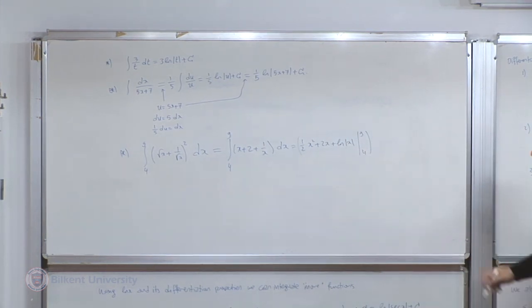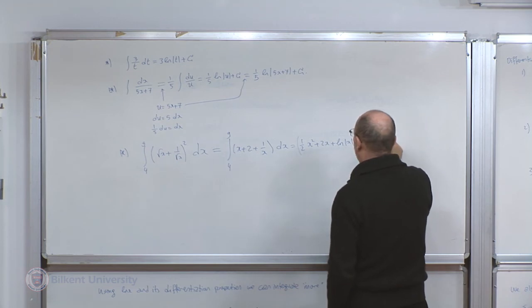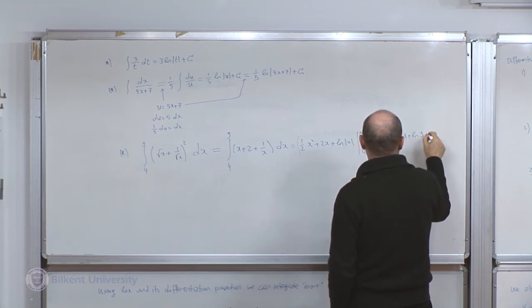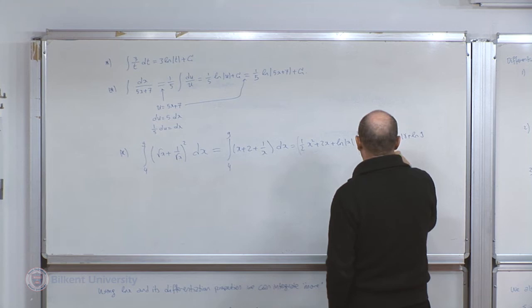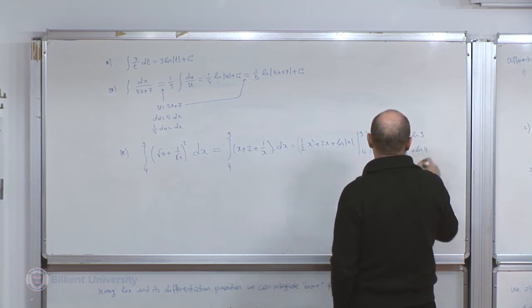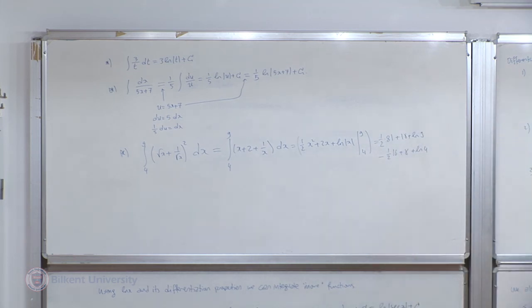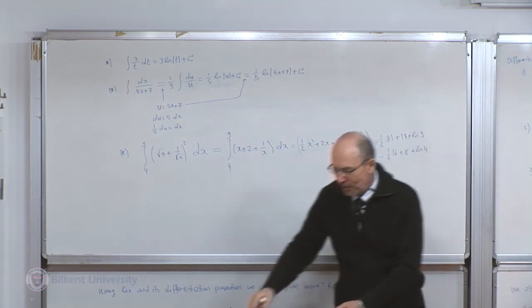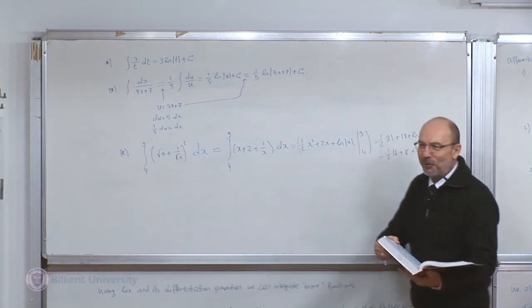Okay, so we get some numbers here: 1 over 2 times (81 plus 18 plus ln 9) minus 1 over 2 times (16 plus 8 plus ln 4). Now if you have patience, you can simplify. In the exam, of course, you should simplify. In real life, of course, you simplify. You don't want to leave it like this. But in class, I'll leave it as an exercise to you to simplify it.